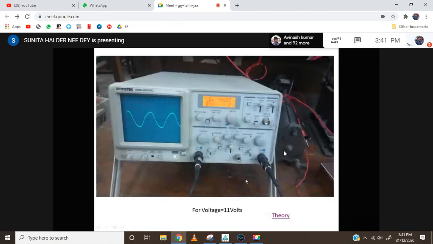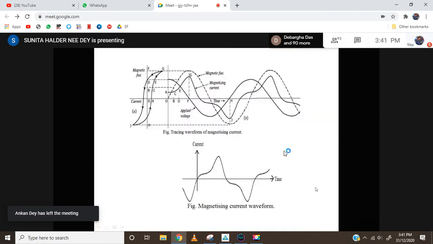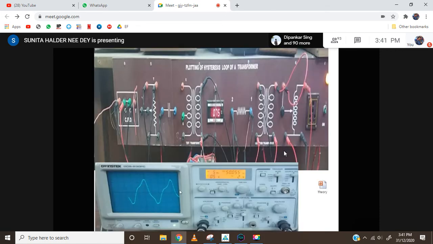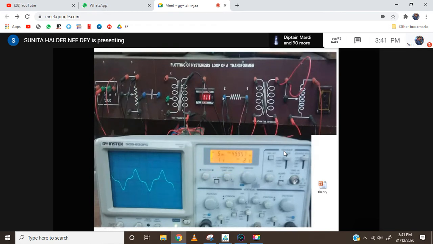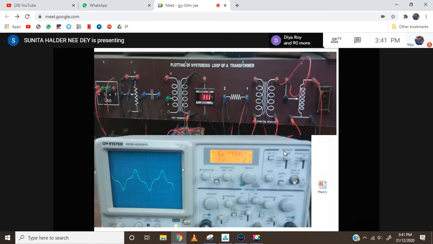Then if we do it for 75 volt, you will see that some non-linearity is coming. When it is near saturation, some non-linearity will come. Then if we do it for 111 volt, it is non-linear. This is exactly the same as we expected from the theory. In the laboratory also, you will get the same thing.